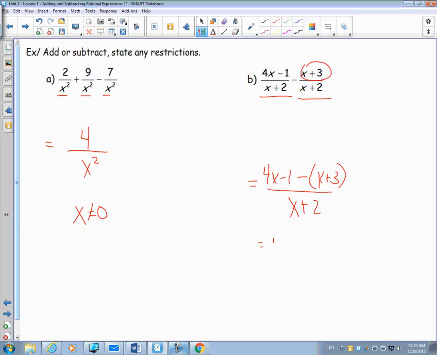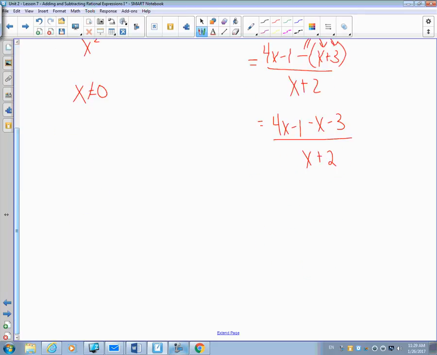Because what does that bracket do? Well, when I expand it, it's going to change my signs. Now I can collect. Now it's easier to simplify. 4x minus x makes 3x. And negative 1, negative 3 makes negative 4. And there's my simplified expression this time. My restriction, x can't be negative 2.